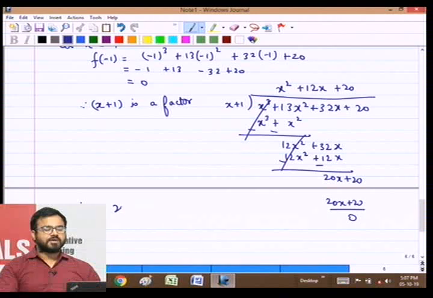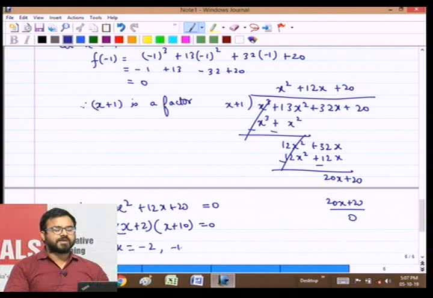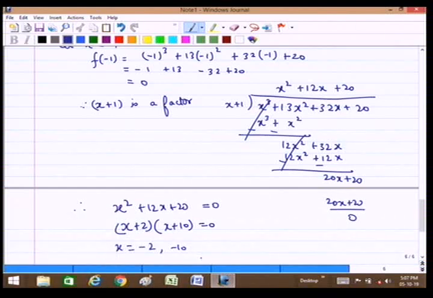So therefore x square plus 12x plus 20 is also a factor, and this can be equal to 0. When we factorize this one by middle term splitting, that will be x plus 2 times x plus 10. So from here x is equal to minus 2, minus 10, and earlier we were getting x equal to minus 1 also. So these are the three zeros: minus 2, minus 10 and minus 1. This is the way. One of the factors you can figure out using hit and trial. Use that factor for long division, convert it into a quadratic and then factorize.